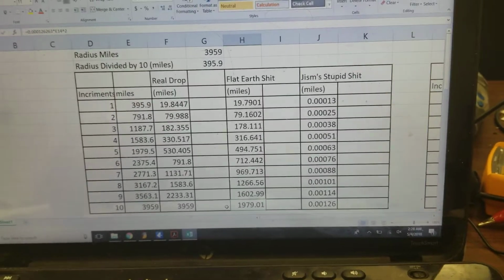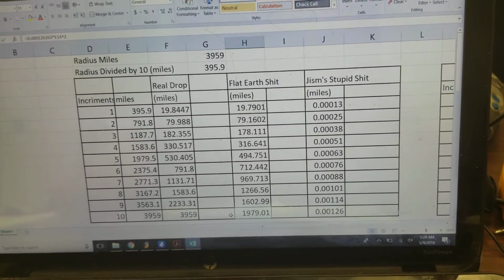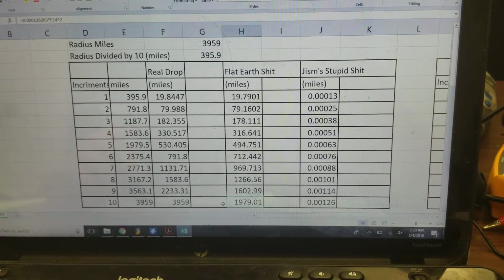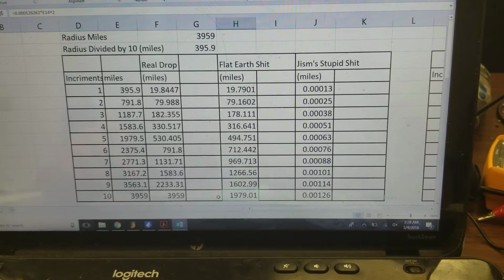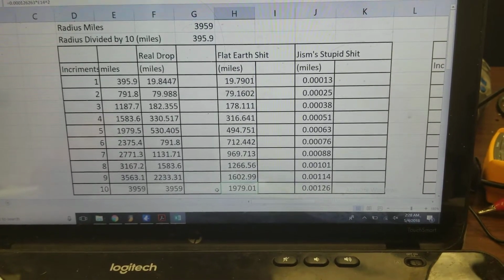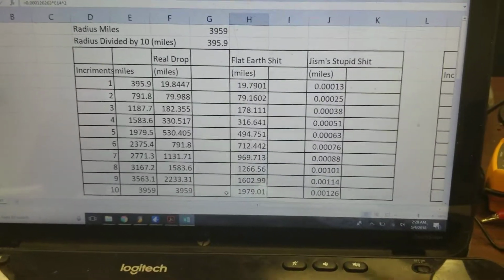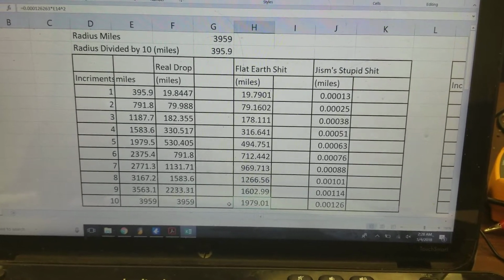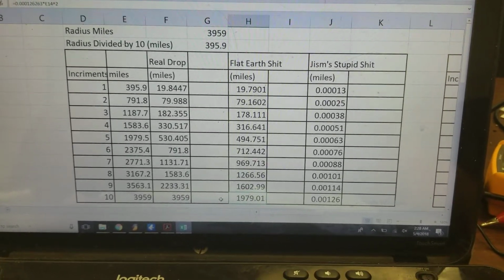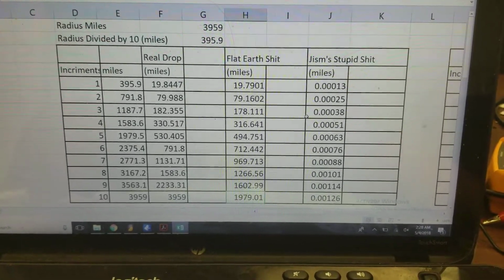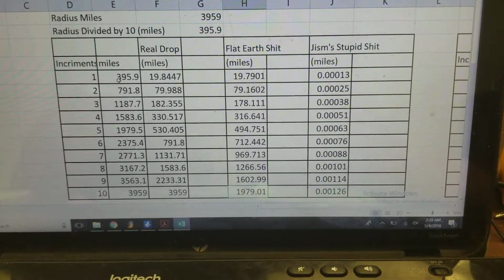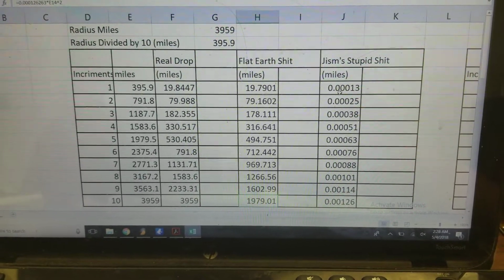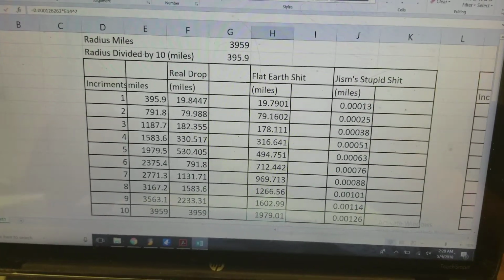Okay, and again, Jism has said in at least one of the debates that he thinks it's literally 8 inches for every mile, and not 8 inches times miles squared. And he's like, I don't understand why, if it's a constant drop, you can't just have 8 inches for every mile. Well, I'm about to show you a visual representation of why. So anyway, at 395.9 miles, Jism is saying the drop's going to be 0.00013 miles.